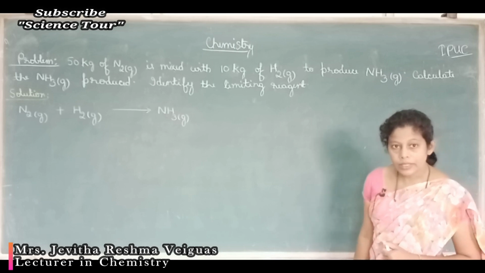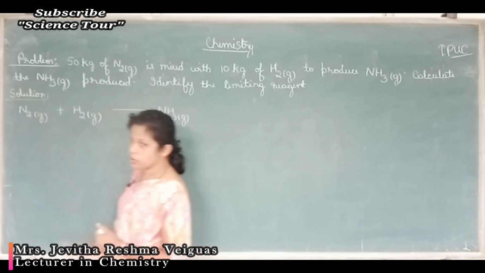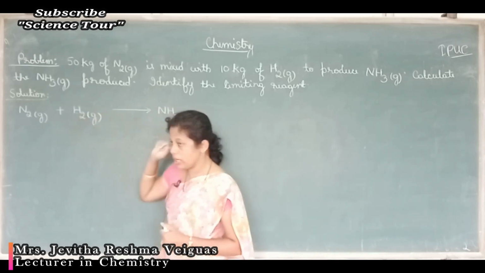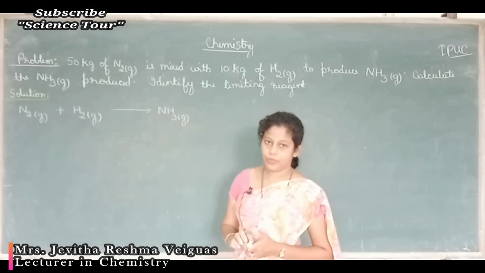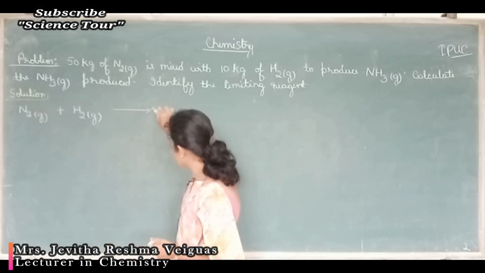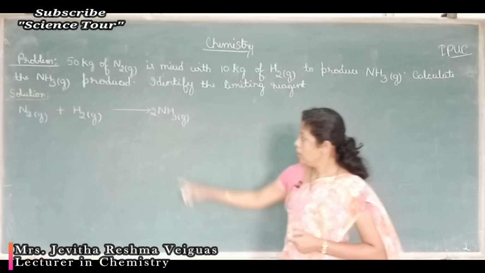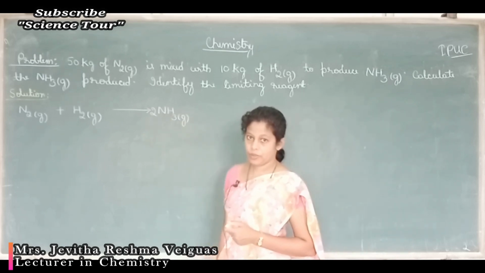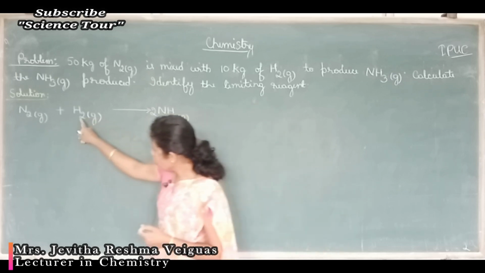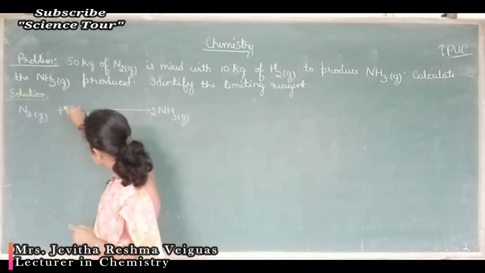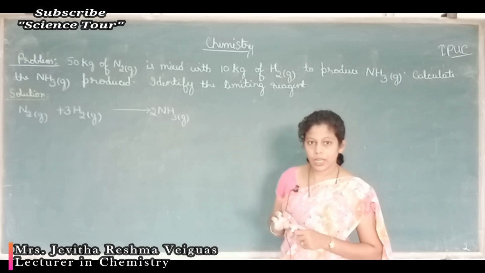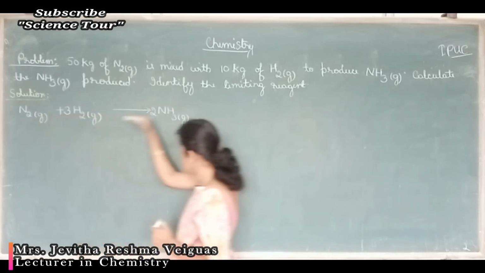Now let's see whether atoms are balanced. You find 2 atoms of nitrogen on the left, 1 atom of nitrogen on the right. There are 2 hydrogen atoms on the left, there are 3 hydrogen on the right. First I will balance nitrogen atoms. I have 2 nitrogen on the left, so I will write 2 NH3 on the right side. Now the number of nitrogen atoms are balanced. What you have to balance is hydrogen atoms. 2 into 3 is 6. But on the left side you have 2. To balance it, you have to multiply this by 3. Now just see whether the equation is balanced. 2 nitrogen, 2 nitrogen.